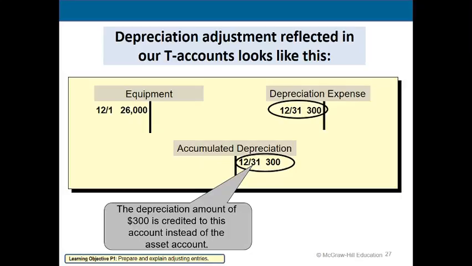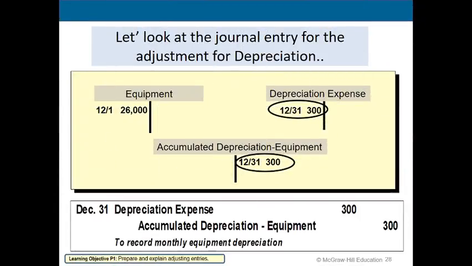And when they have to report this in the financial statements, this equipment will be listed with their assets, but it will be listed as equipment less its accumulated depreciation. The difference between the two is called the asset's book value. But anyway, bottom line is at the end of the year, we make this adjusting entry for depreciation expense by debiting depreciation expense for $300 and crediting accumulated depreciation equipment for $300.